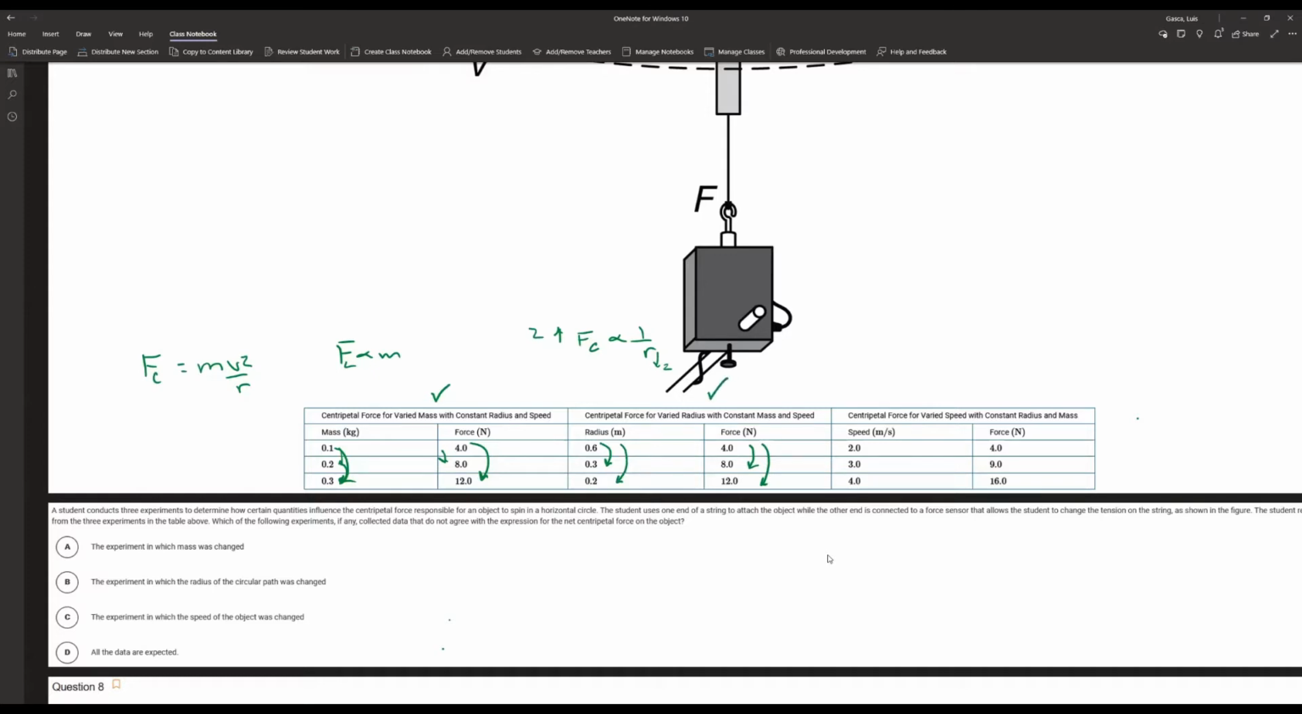The last one here, if I go from this speed, from 2 to 4, that's a factor of 2 times the speed. But when I keep the mass and the radius constant, the centripetal force is proportional to v squared. So if I double the speed here, I'm going to need to quadruple the force. So going from 4 to 16 is definitely 4 times that amount. This one may look a little bit weird because, well, what do we do here? Well, the ratio here is 3 over 2, 1.5. 1.5 squared is, I believe, 2.25.